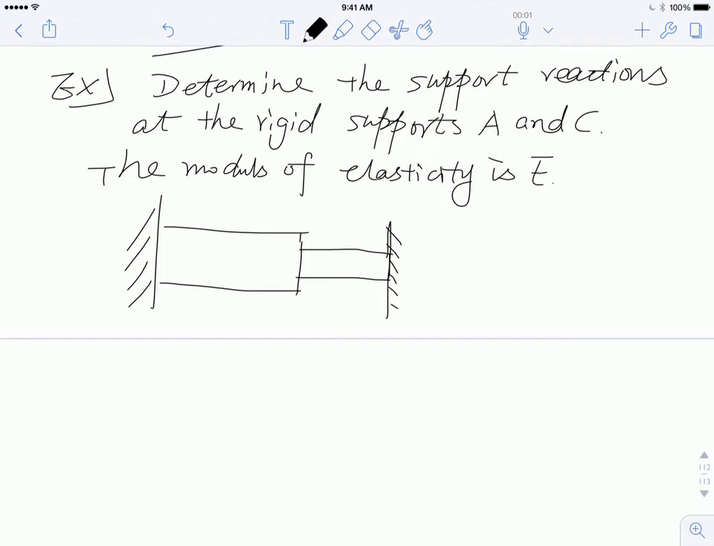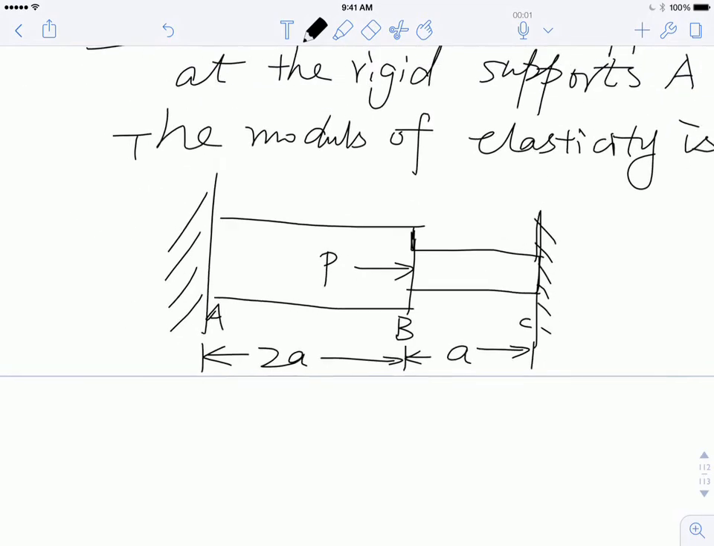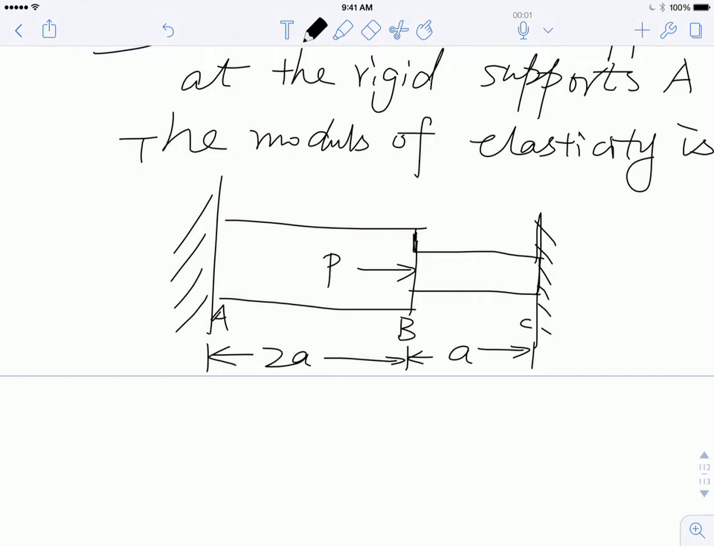Now there is one force being applied right at the interface where these 2 rods connect together. Let's say this is force P. This is my point A, right at the end. This is point B. This is point C. The distance between A and B is 2a, and B and C is a. So AB is twice the length of BC.